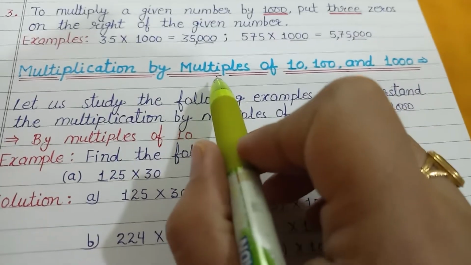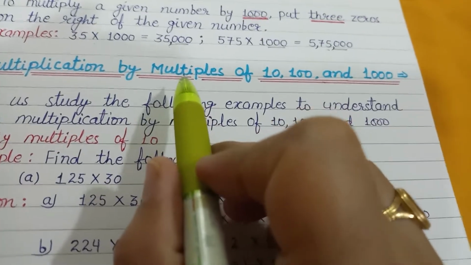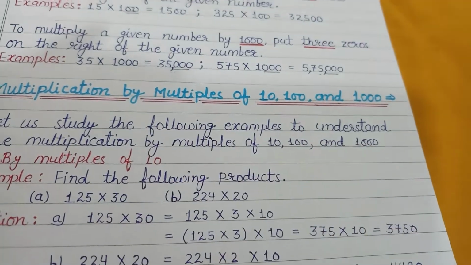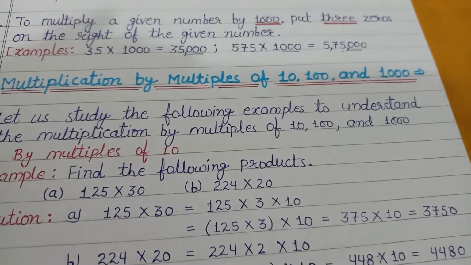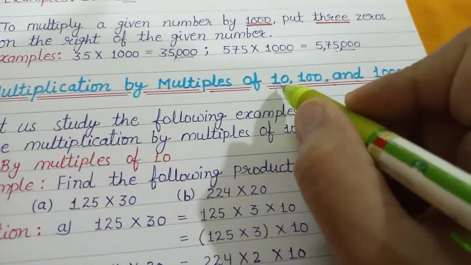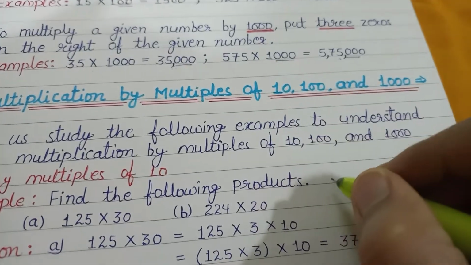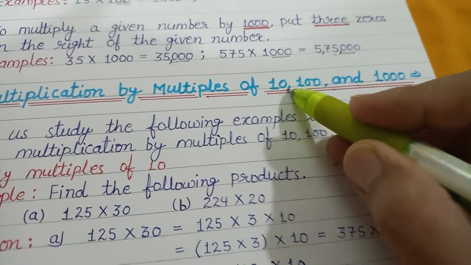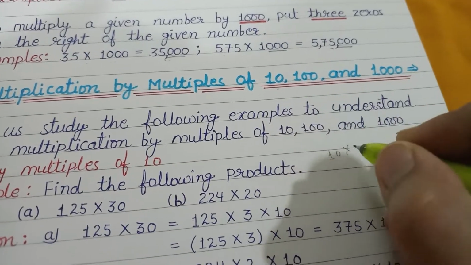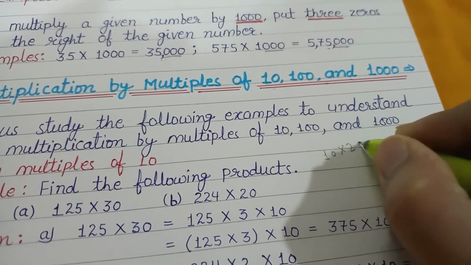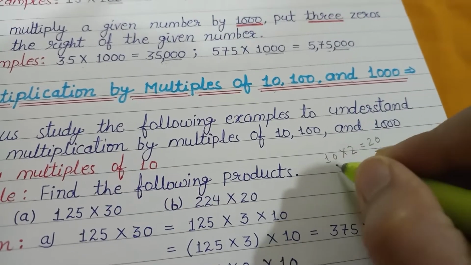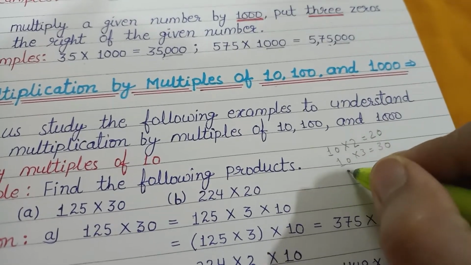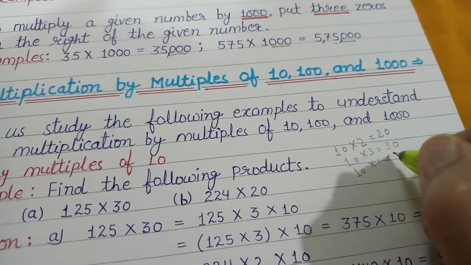But now I just tell you that a multiple of a number can be obtained by multiplying the number by any counting number. Like for example, if we want multiples of 10, so what to do? The first multiple of 10 is 10 multiplied by 1, which is equal to 10. Now the second multiple of 10 is 10 multiplied by 2, it's 20. The third multiple of 10, 10 multiplied by 3 is equal to 30. The fourth multiple of 10, 10 multiplied by 4 is equal to 40.